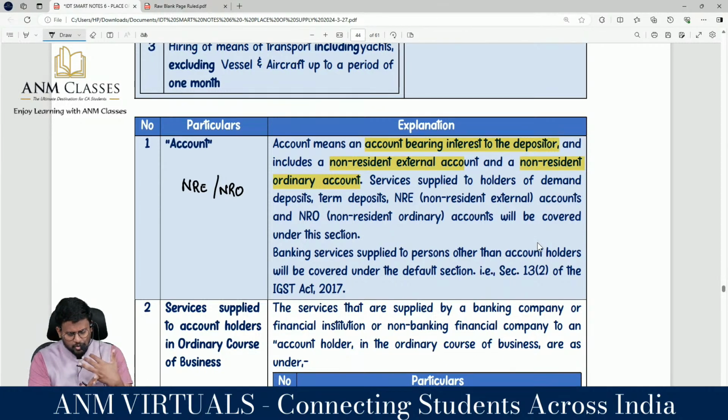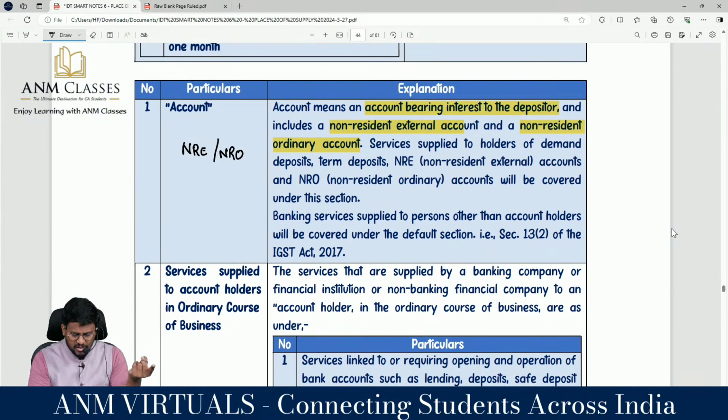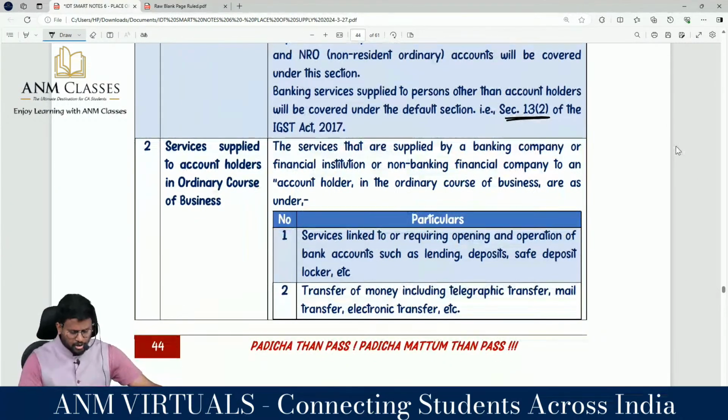So demand deposit like DD, term deposits like FD, or NRE account or NRO account, all those accounts will be covered here. Banking service supplied to persons other than account holders will be covered under the default section, that is 13 subsection 2 of the IGST Act. That means this section specifically covers service provided by a financial institution to the account holders. If you are providing service to other than account holders, then it is covered under 13 subsection 2 of the IGST Act.